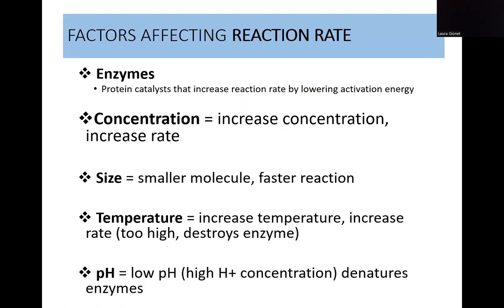Okay, factors affecting chemical reactions. Well, we have enzymes. Enzymes are a type of protein that increase the reaction rate of creating a new substance by lowering what's called the activation energy. Essentially, enzymes have specific binding sites for the two molecules they want to join together, right? And if you can do that, where you have enough substance, so the next factor is concentration.